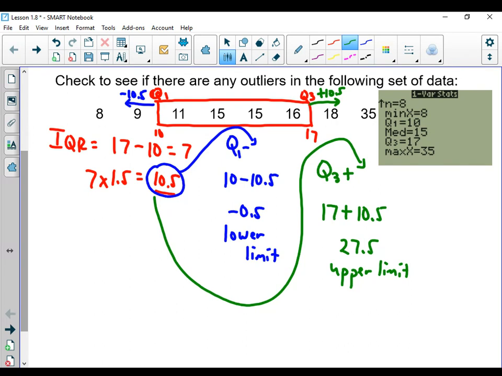Well, that happens this time, right? We get 35. So because I have that one value that's higher than 27.5, I would consider this value to be an outlier. So I'd say 35 is an outlier. And in this problem, that was the only one. It's possible to have more than one outlier. It's possible not to have any outliers. We don't have to have an outlier with our data.